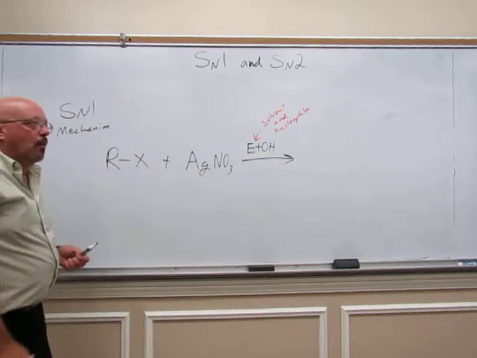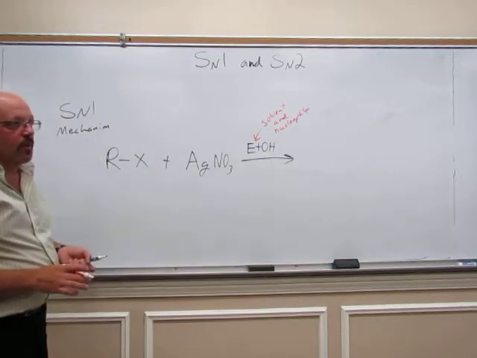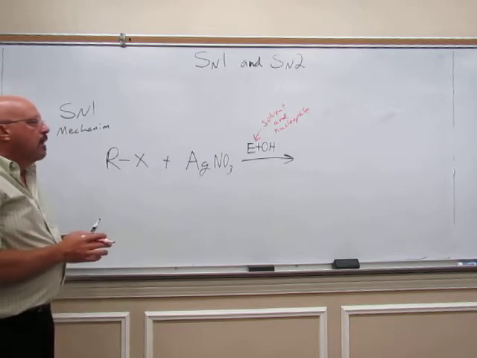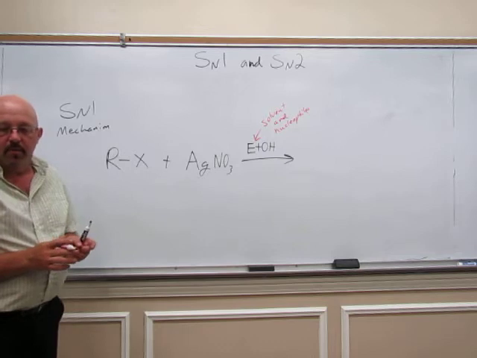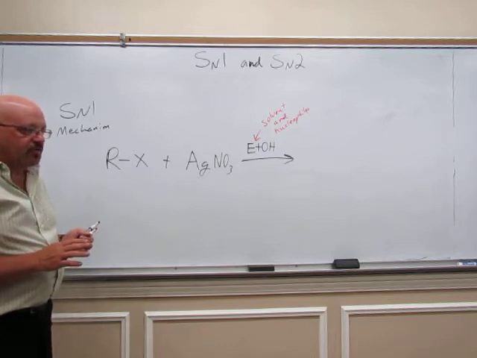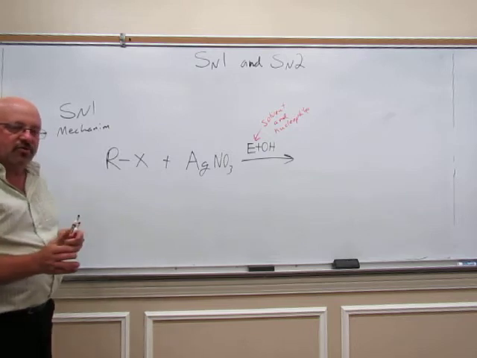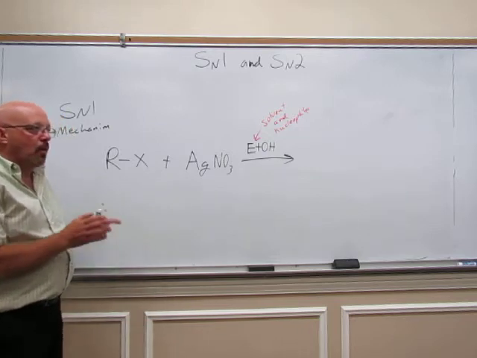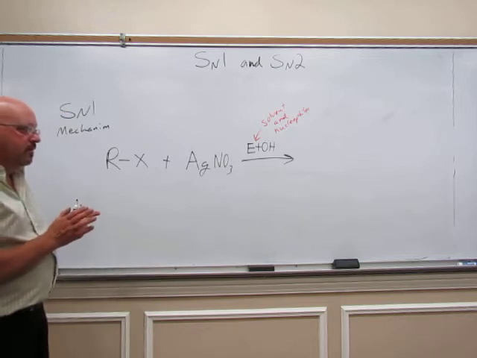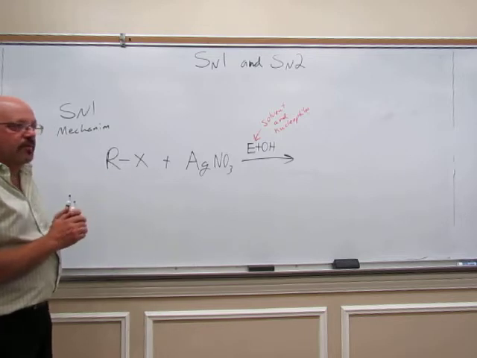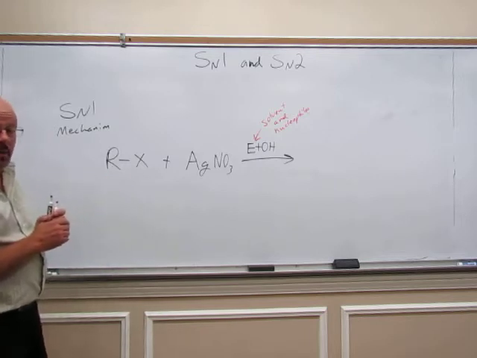Now, this one here, we're also playing a little trick on this one. We're going to make some things do SN1 that don't want to do SN1. So the chart that I gave you in lecture as far as which way a reaction is going to go, it's not going to apply here. We're going to make some alkyl halides do SN1 that don't really want to do SN1.